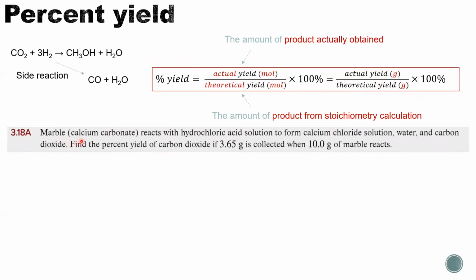Marble, whose chemical composition is calcium carbonate, reacts with hydrochloric acid solution to form calcium chloride solution, water, and carbon dioxide, several products. Find the percent yield of carbon dioxide if 3.65 gram is collected when 10 grams of marble reacts.